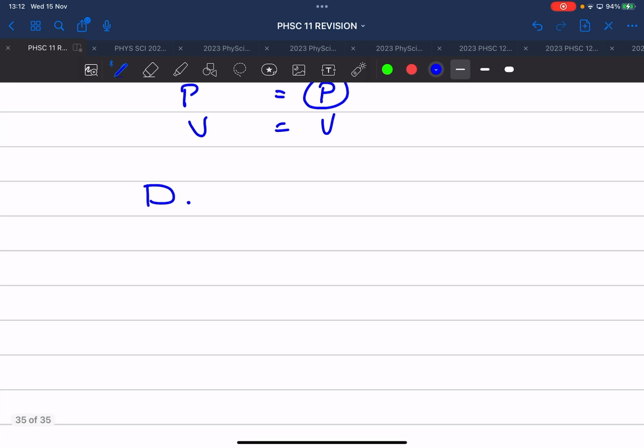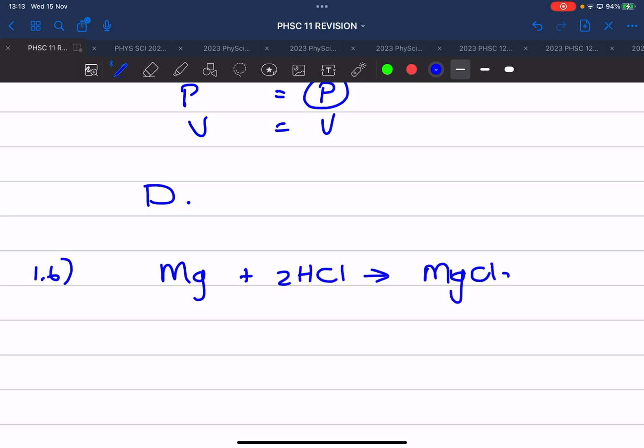Okay, dan 1.6 sê hulle vir jou, jy het magnesium en soutsuur, reageer met magnesiumkloried en waterstof.